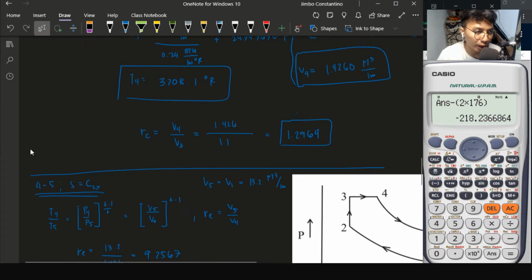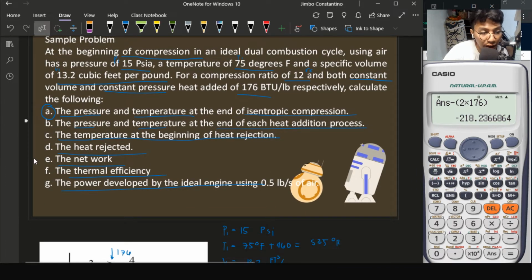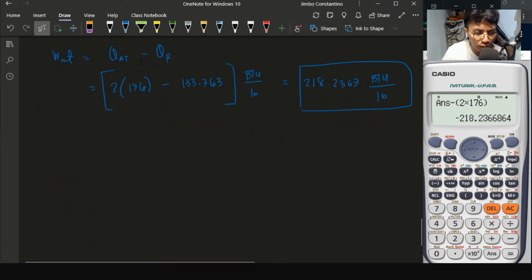Work net, okay. Tignan natin kung ano yung mga nasolve natin. Pressure and temperature, each heat addition process, okay. Beginning of heat rejection, check. That is T5. Heat rejected, check. The network, check. The thermal efficiency. Oh, work net over QA na lang. Thermal efficiency, work net over QA.